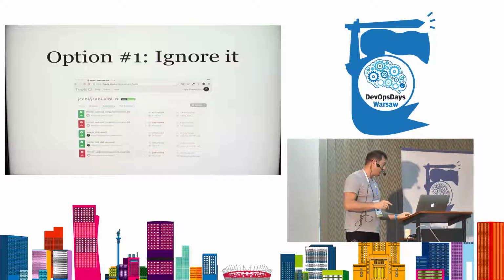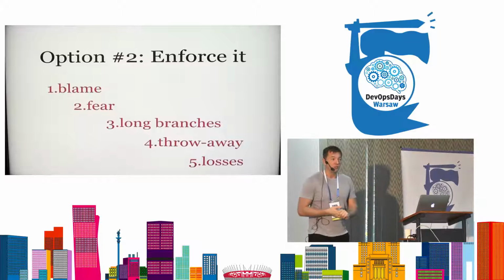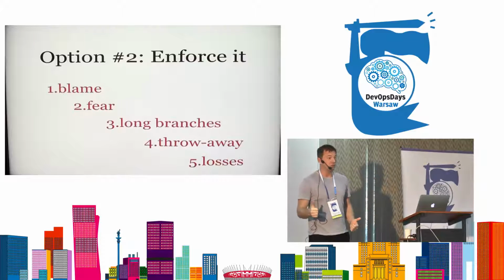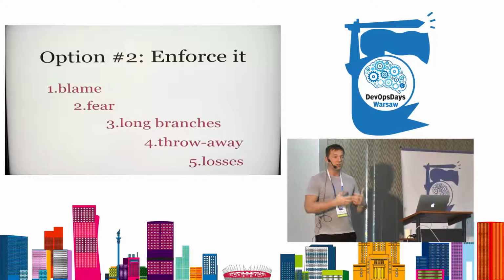Option number two is to enforce it. So the first option is ignore it. The second one is enforce it. Enforce it means that we have a discipline, we are organized, disciplined people. Let's just enforce it and say that if the flag is red, we have to stop, really, like the book recommends. We have to stop and we have to fix the master branch.